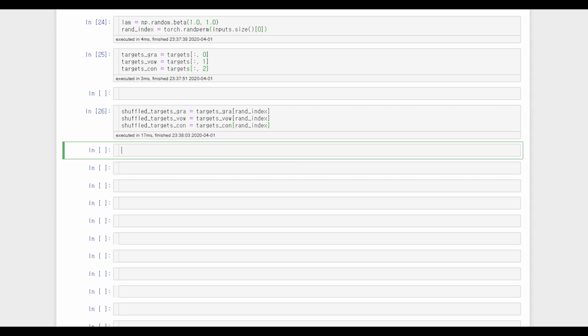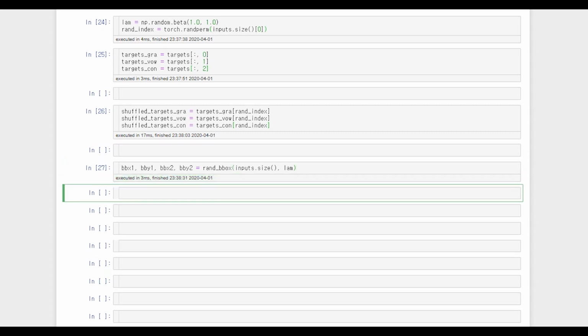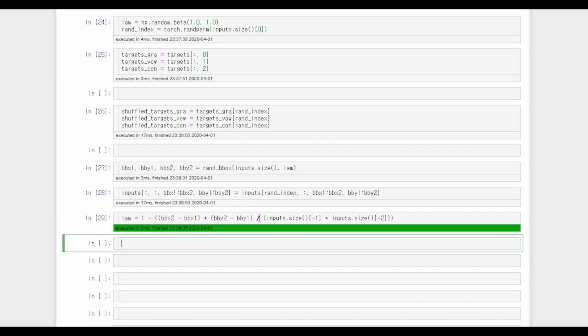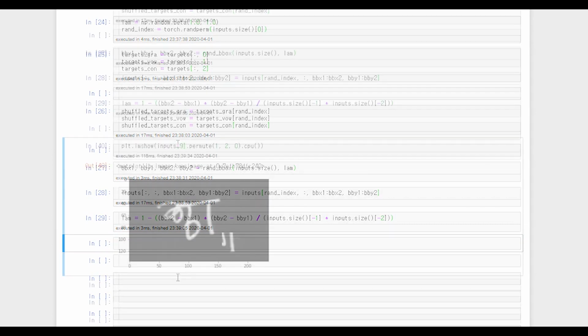Next, get patch positions using the randBbox function. And replace the patches of the original input with the patches of the randomly shuffled inputs. And calculate the area ratio as follows and use it as the ratio of the loss function. Okay, let's see a result. We can see a mixture of two images.